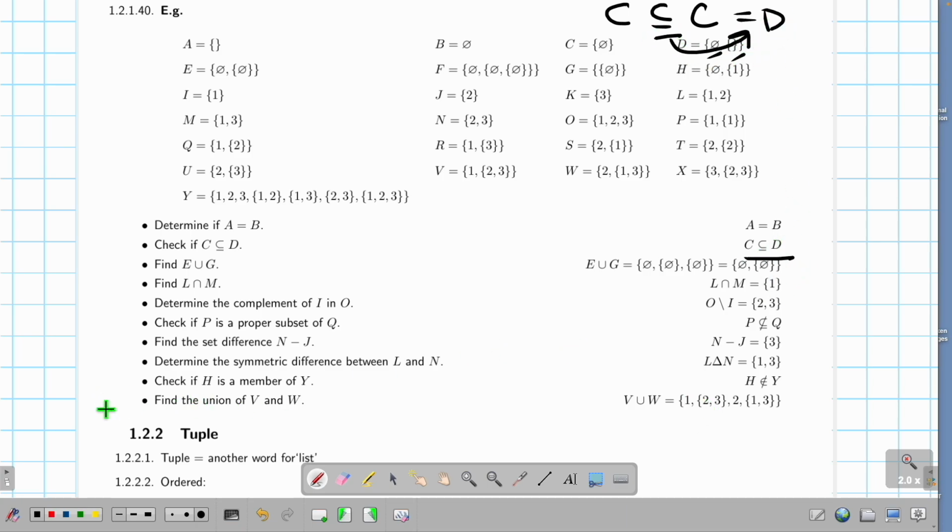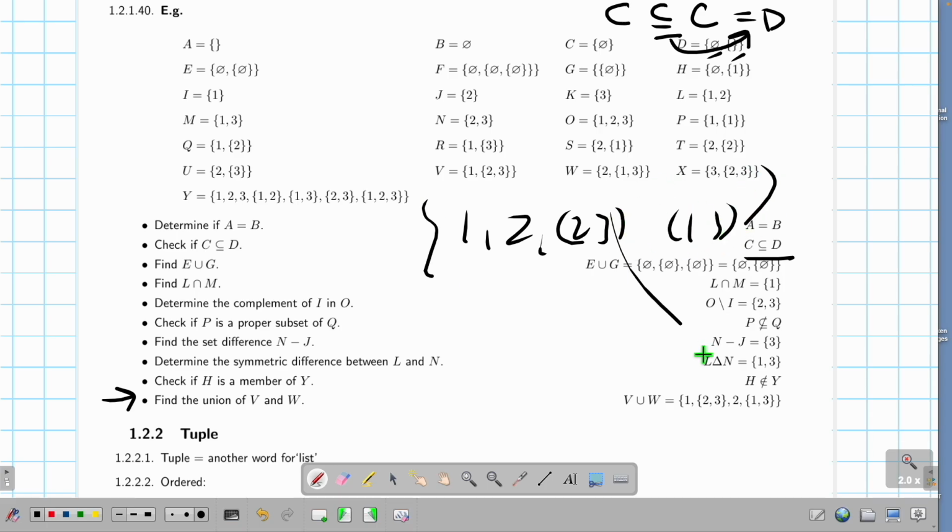Okay, let's check the last one. V union W. V is 1, and then set 2, 3. W is 2, and set 1, 2, 3. Then we just combine all of them. 1, 2, and then 2, 3, right? 2, 3, and then 1, 3, right? 1, 3. Okay, yeah, which is this.